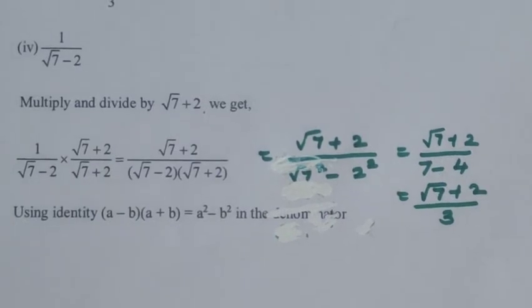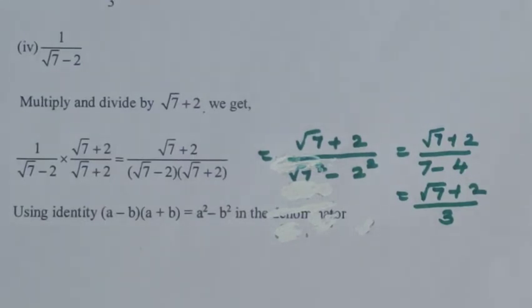1 by root 7 minus 2. Again, a minus sign is in between root 7 and 2. We should multiply and divide with which number? Root 7 plus 2 only. So 1 by root 7 minus 2 equal to into root 7 plus 2 by root 7 plus 2. That is root 7 plus 2 divided by root 7 minus 2 into root 7 plus 2. That means it is equal to root 7 plus 2 divided by root 7 square minus 2 square. It is equal to root 7 plus 2 divided by 7 minus 4. So what is 7 minus 4? It is 3. So our answer is root 7 plus 2 whole divided by 3 only.